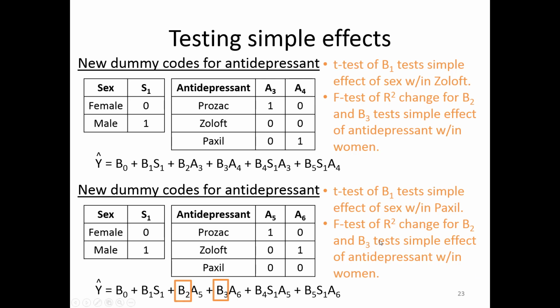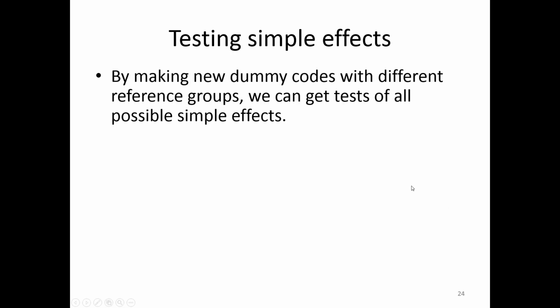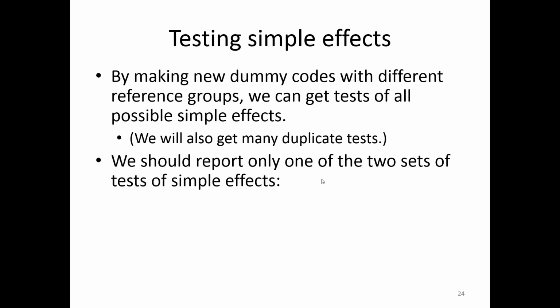So note that both of these F-tests, we basically already got those simple effects tests. The only new thing that the dummy codes have gotten us in this case are the t-tests of B1 testing the simple effects within Zoloft and then within Paxil. So by making these new dummy codes with different reference groups, we can get the tests of all possible simple effects. We'll also get many duplicate tests.